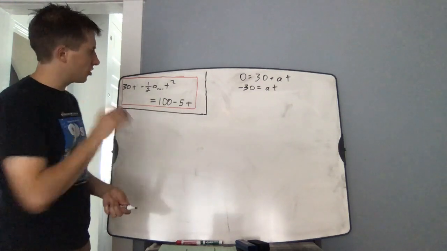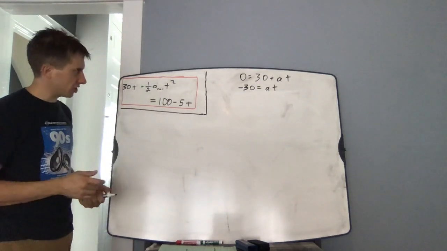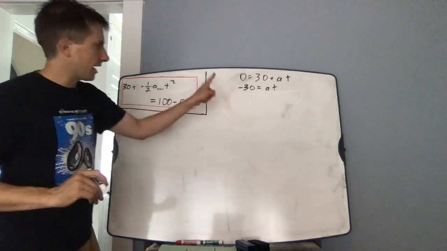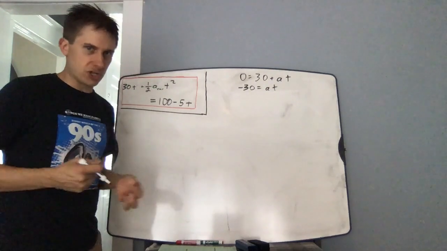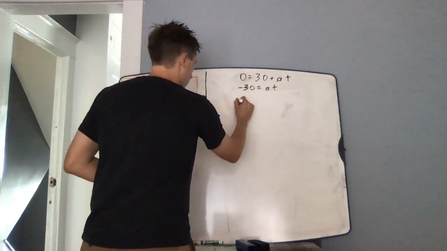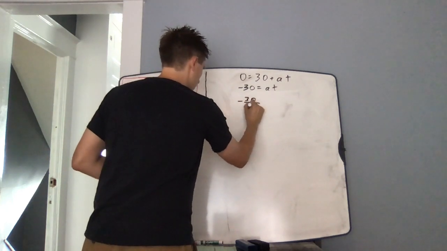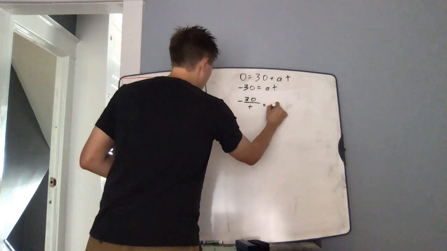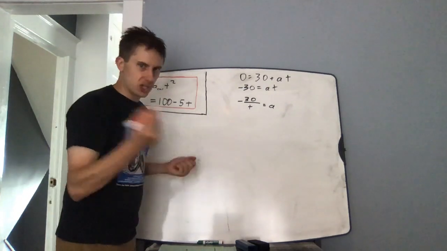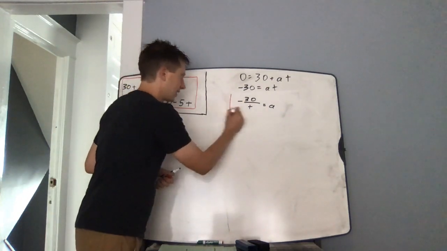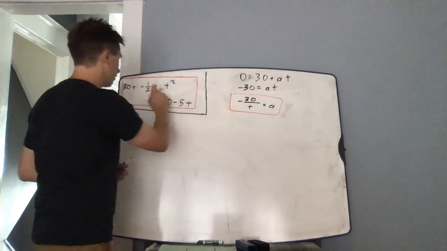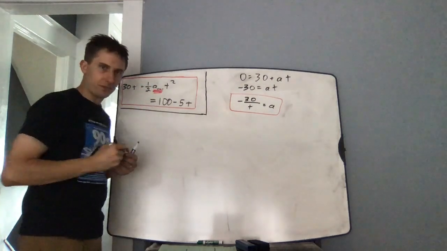A different way we could have solved for the acceleration is when we got to this line here, we could have said, okay, negative 30 equals acceleration times time. So I'm going to divide both sides by time and write negative 30 over t is equal to a. Now at this point, my two equations with two unknowns are here and here. So I'm going to take this result for a and plug it in right here.